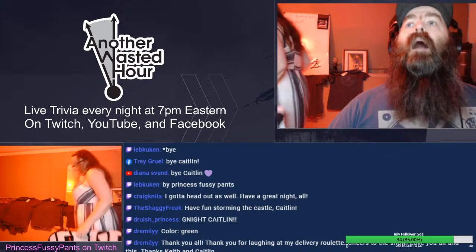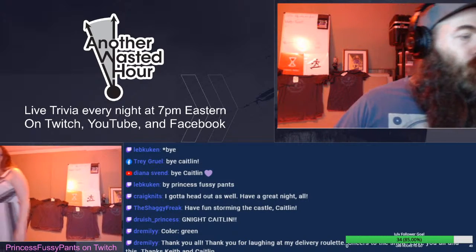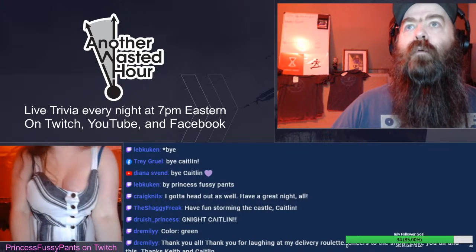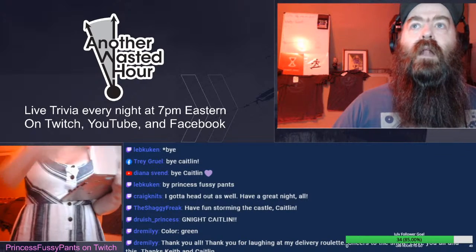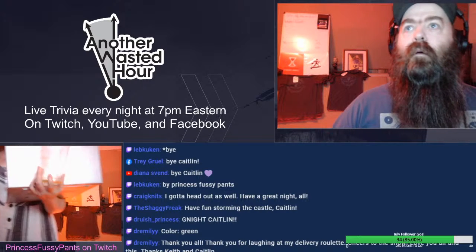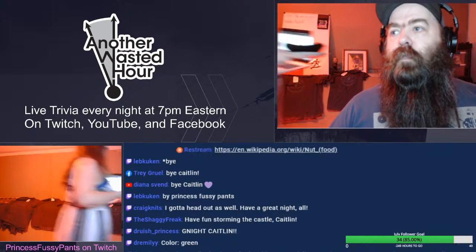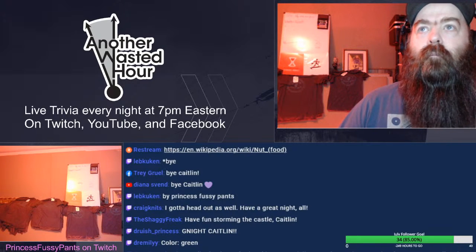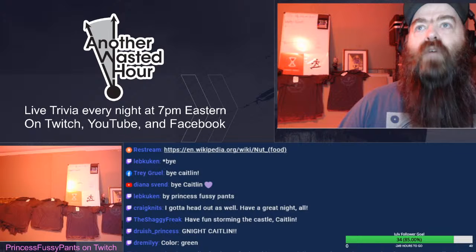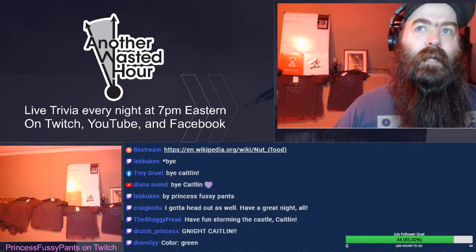To make it a little trickier, here's how it works. I'm going to give you the page for nut, the food, not the person. This is the Wikipedia page for nut, the food, which is in cuisine. Dry nuts are dry edible fruits or seeds that usually, but not always, have a high fat content.